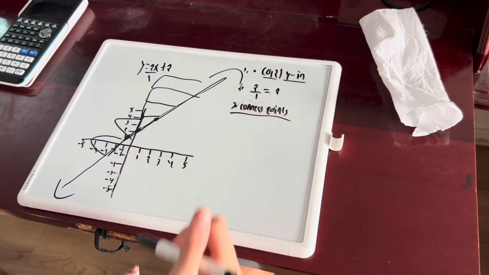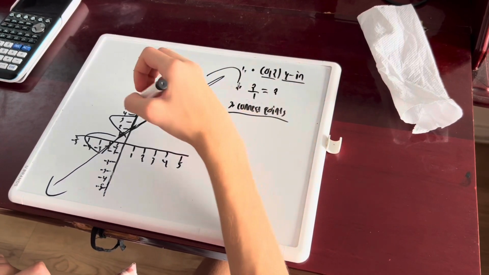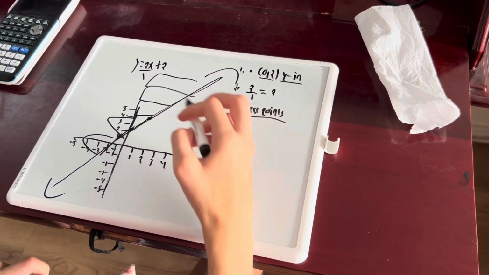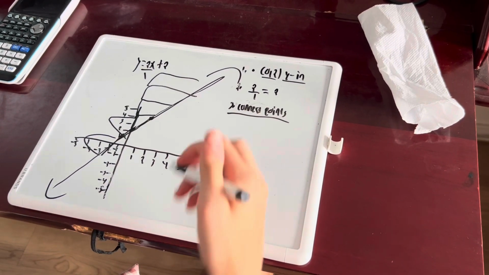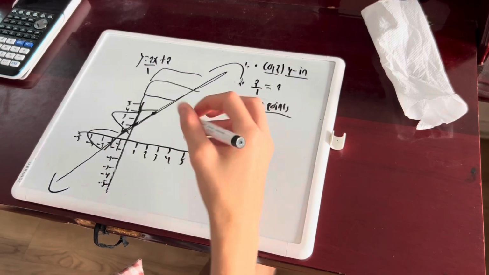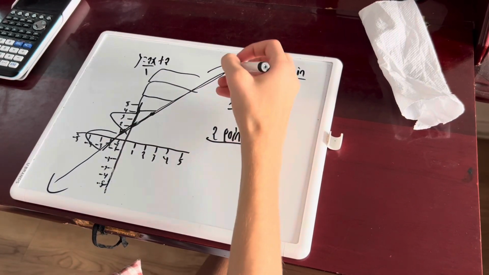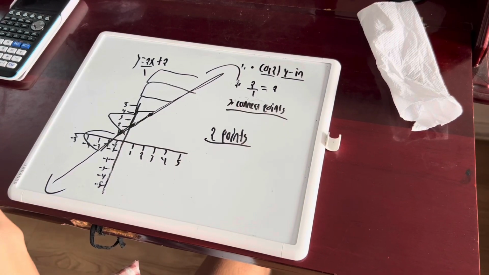So what you need to see is that first we find our y-intercept, and then we do the slope. With the slope, we found 2 points. Every time you're graphing a linear function, you need at least 2 points. With these 2 points, you can connect them and form the linear line.